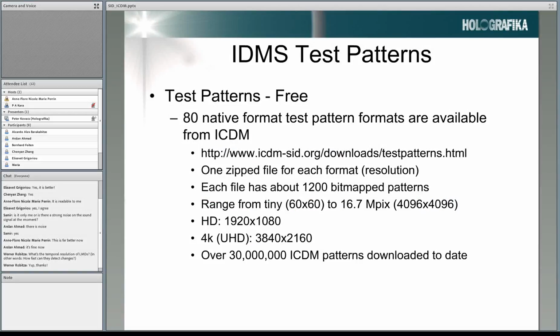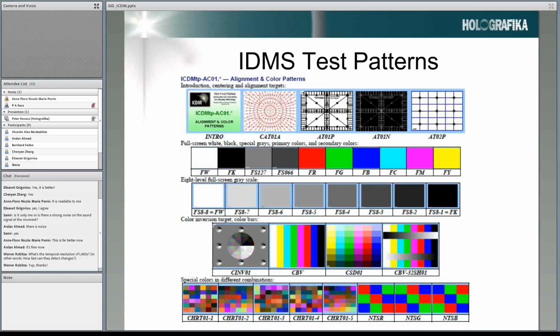And as I said, it also contains test patterns. There are 80 native format test patterns available from the website which is mentioned here. Again, free to download for everybody. And for each resolution, there is a zip file containing 1.2 thousand different patterns, ranging from very small resolution up to 4K resolutions. Some examples of which you can see on this slide.